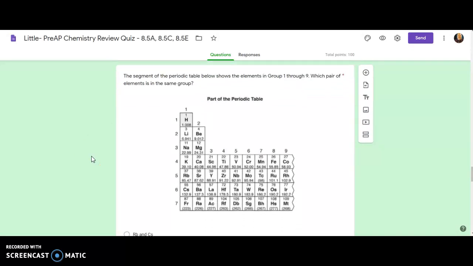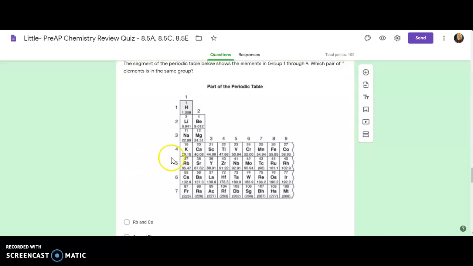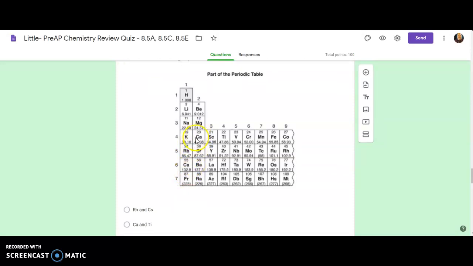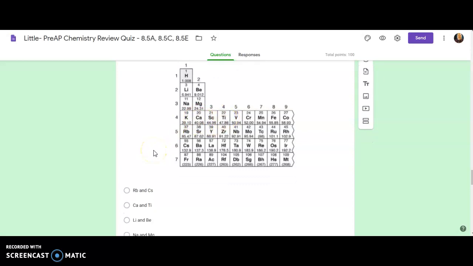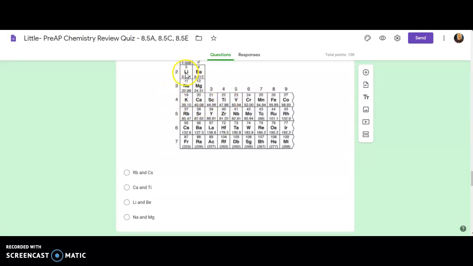Next question. The segment of the periodic table shows the elements in group 1 through 9. Which pair of elements is in the same group? Is it going to be Rb and Cs, rubidium and cesium? Is it going to be Ca and Ti, calcium and titanium? Is it going to be Li and Be, lithium and beryllium? Or is it going to be Na and Mg, sodium and magnesium?